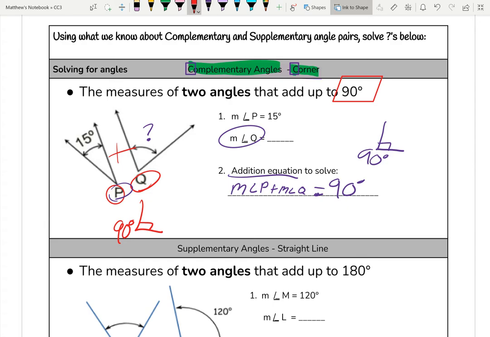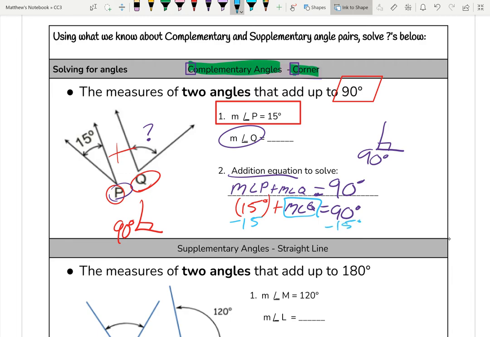Now I can just substitute in what I know. And what I know is what's given. The measure of angle P is 15 degrees. And when I add that to the measure of angle Q, which is my unknown, that's going to equal 90. To get the measure of angle Q by itself, how do I do that? Well, I can get rid of my positive 15 by subtracting it from both sides, and that's going to leave me with just the measure of angle Q equals 75 degrees.